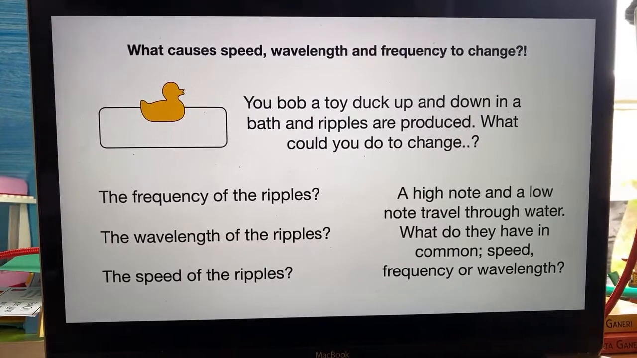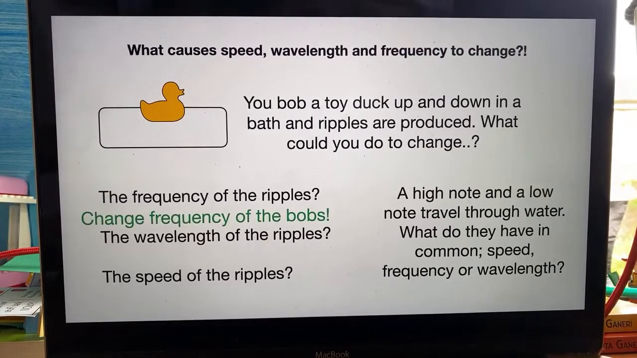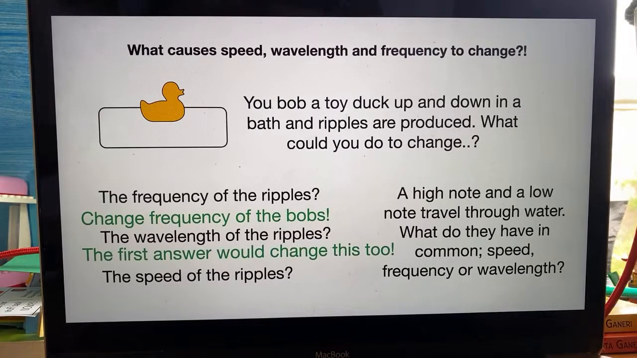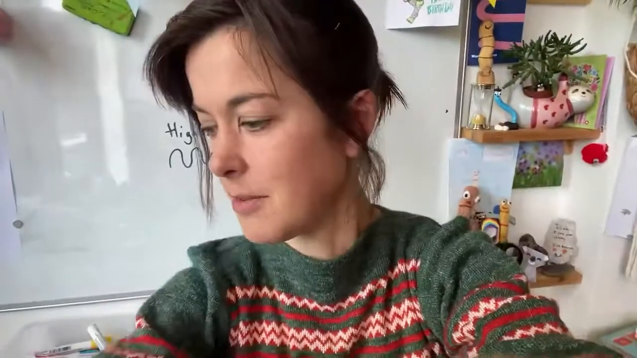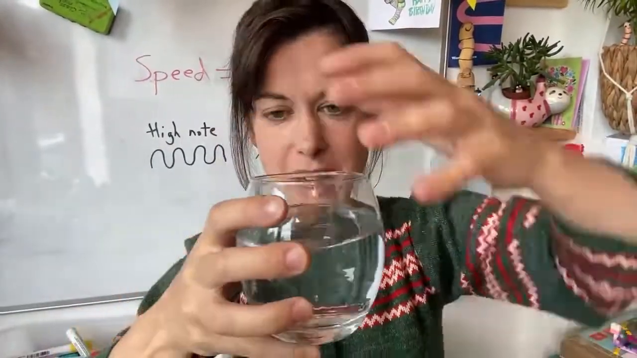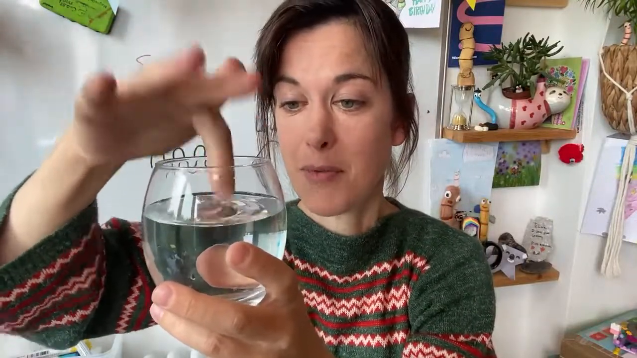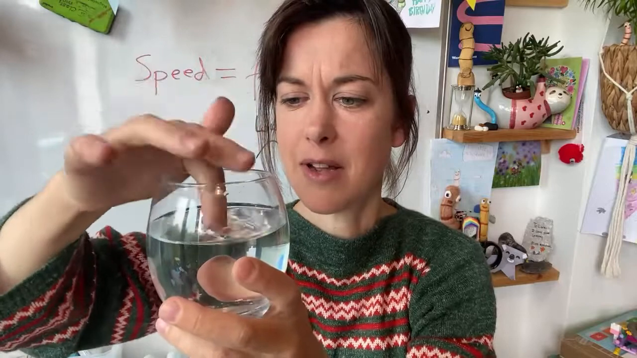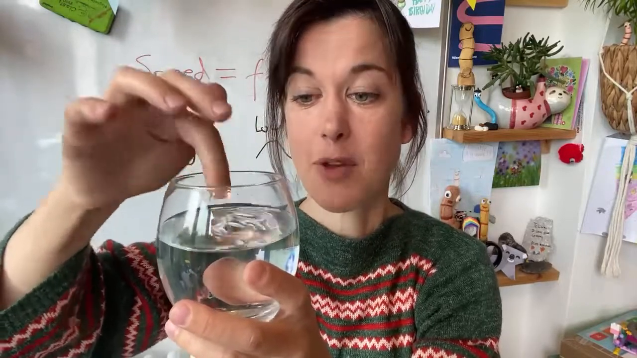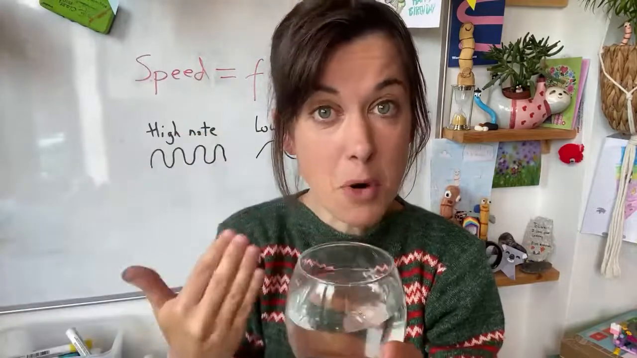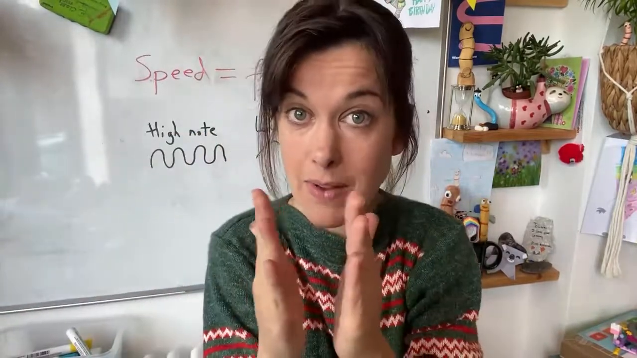Right, you bob a toy duck up and down. What could you do to change the frequency? Well, hopefully you said you would change the frequency of the bobs, like the speed of the vibrations, how fast you were bobbing the duck up and down. And if you change the frequency, you would also be changing that too, okay? You can picture it. You can do it with a glass of water. Recreate Jurassic Park. If your finger is bobbing up and down in a glass, you will see beautiful ripples appear. And if you bob faster, actually should have got you to bring a glass of water. That's quite clear. Yeah, if you bob faster, then you get a higher frequency, more waves per second, which means that the wavelength has changed, right?